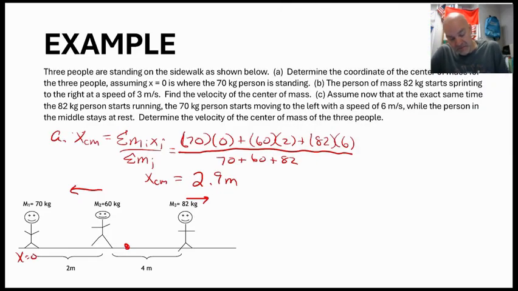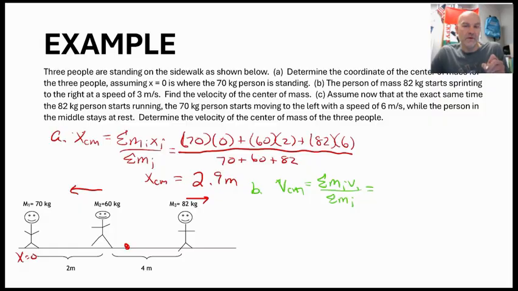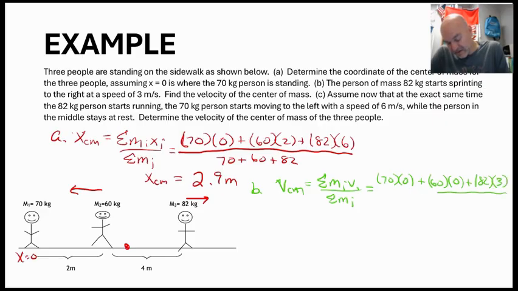All right, now in part B, the 82 kilogram person is going to run to the right. Everybody else is going to remain the same. We're going to find the velocity of the center of mass. So we're going to do the sum of m_i v_i over total mass. And you do have to account for the direction. The 70 kilogram person is not moving. The 60 kilogram person is not moving also. And then it's the 82 kilogram person who's moving in the positive direction.